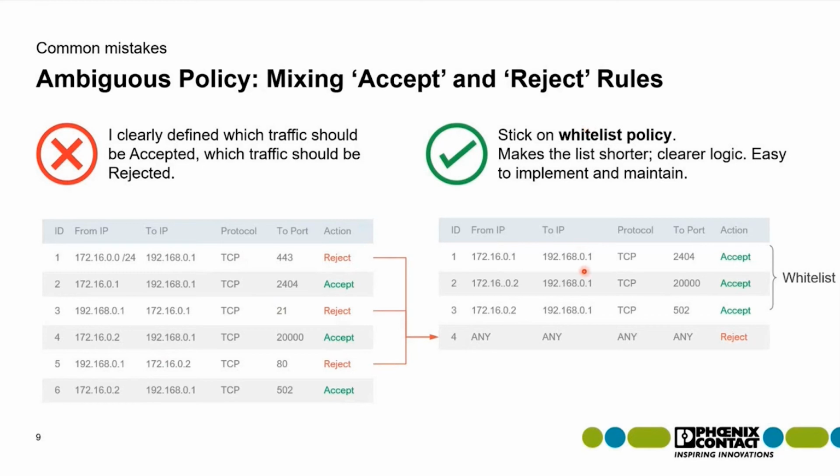For example, in this example we show, I accept this traffic, another traffic like this, another traffic like this. All these are accept. They are called whitelist. And in the end, you should put reject all. So all the others are rejected. By doing this, you will make your firewall table shorter and clearer, and the logic is also clear, and also make it easy to implement and easy to maintain.